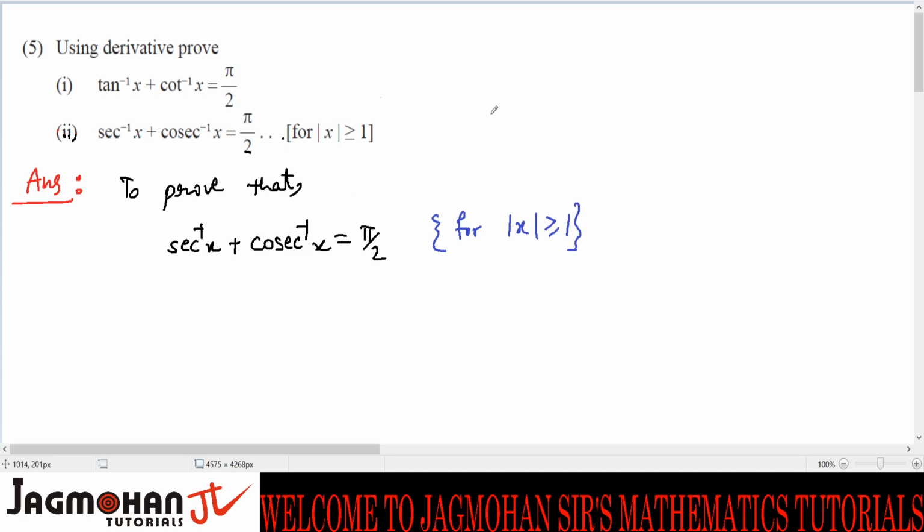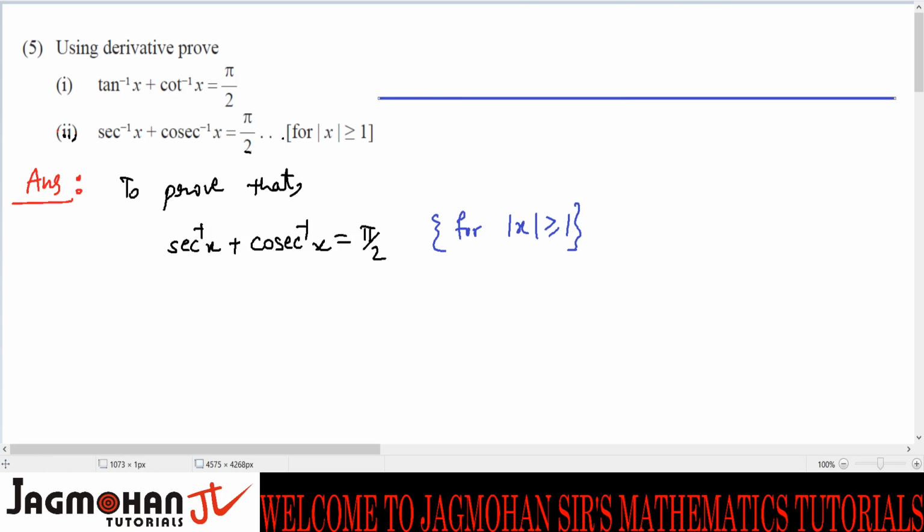I repeat again, mod of x greater than or equal to 1 is a necessary condition for sec inverse x and cosec inverse x. What does it mean? It means whenever sec inverse of x and cosec inverse of x are defined, it is only when x is satisfying this condition. What is that condition? Mod of x has to be greater than or equal to 1. So in short, when mod of x is greater than or equal to 1, what exactly is x?